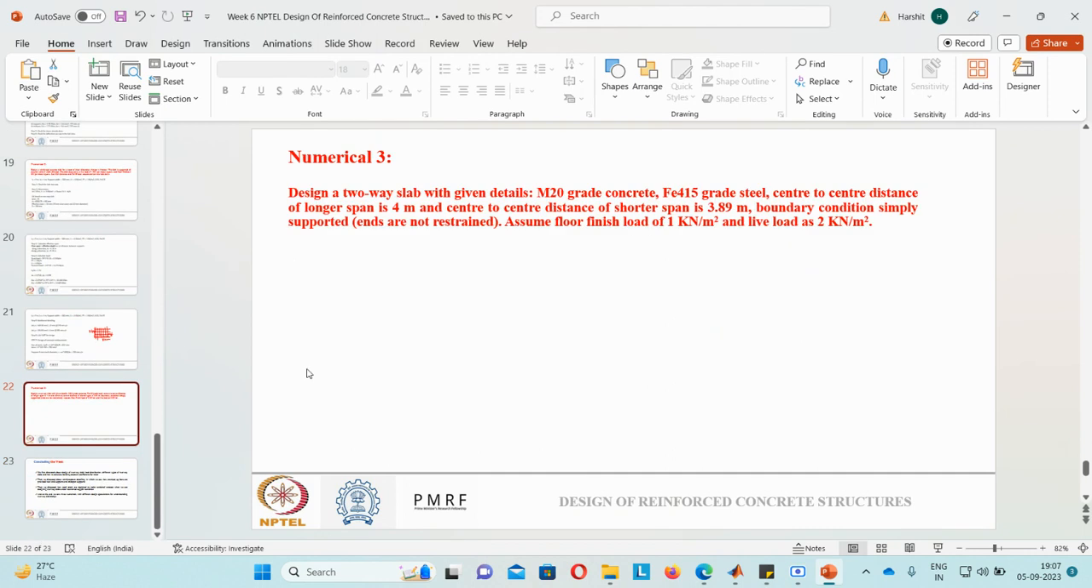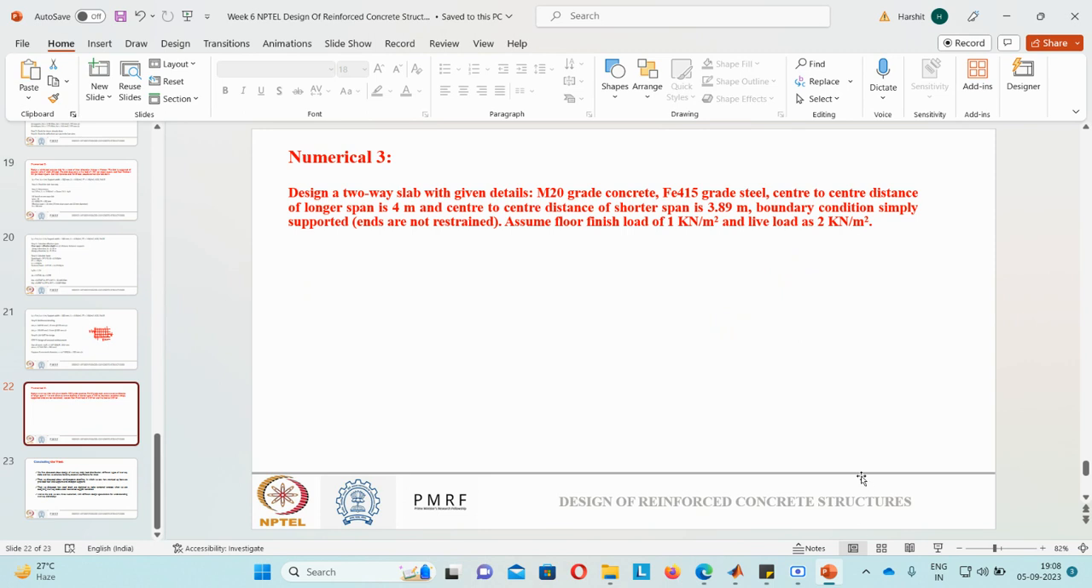Okay. Design a two-way slab with given details: M20 grade concrete, Fe415 grade steel. Center to center distance along longer span is 4 meter. Center to center distance along shorter span is 3.89 meter. Boundary condition: simply supported with no end restraint. So this is the simply supported case. Till now we saw the restrained cases. This is the unrestrained case. Floor finish load is 1 kilonewton per meter square and live load is 2 kilonewton per meter square.